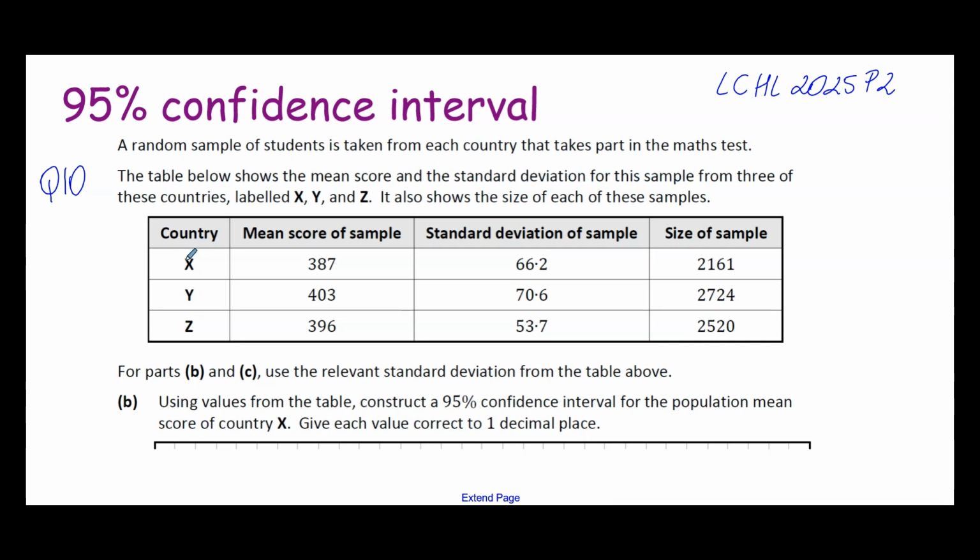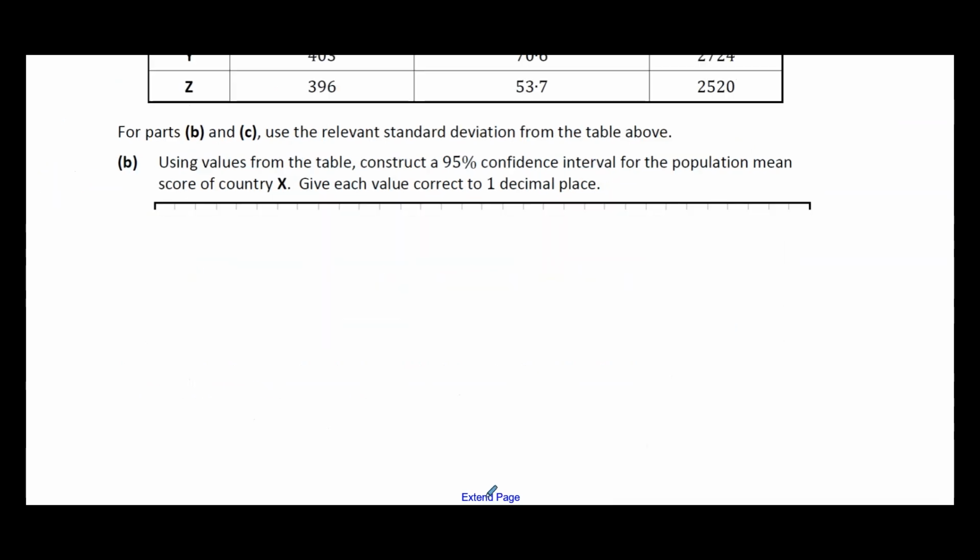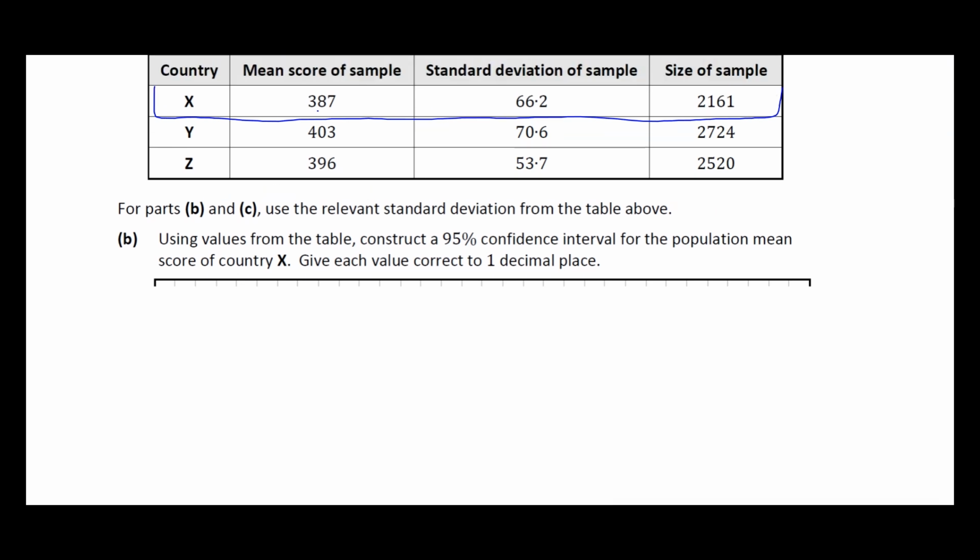So let's understand this is country X, the mean score 387, standard deviation 66.2, and the sample size 2161. Okay, so in part B, what do we need to do? Using values from the table, construct a 95% confidence interval for the population mean score of country X. So we are looking at these values here and we have to construct the confidence interval. Now, how do we do that?